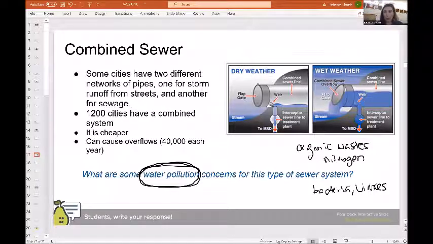So what you really want to look at is, if I'm not going through wastewater treatment, what are some of the contaminants in our sewage that could end up in some of these streams? So just remember, be really specific here.